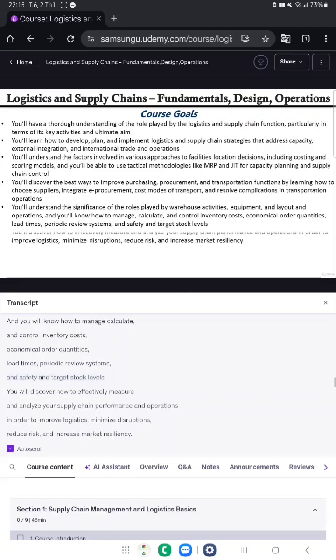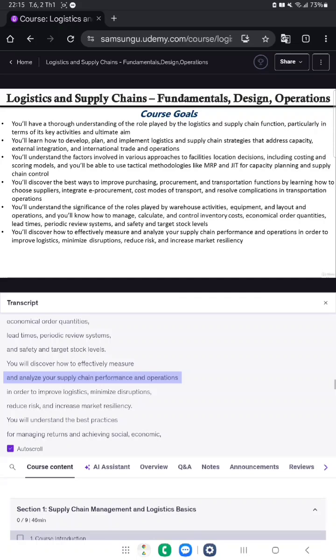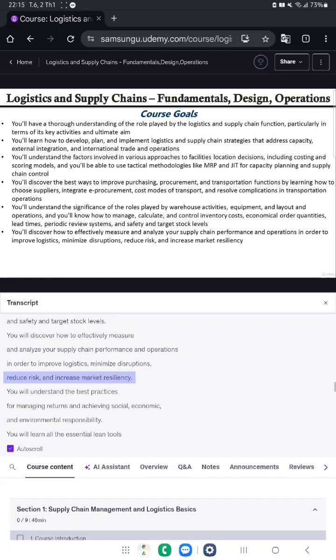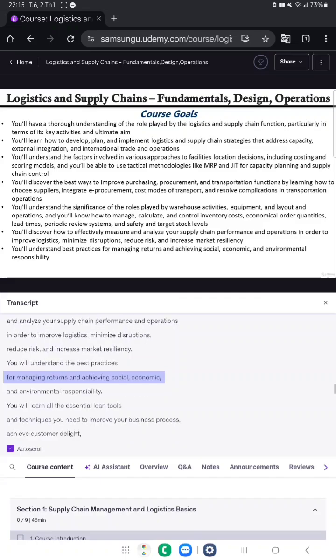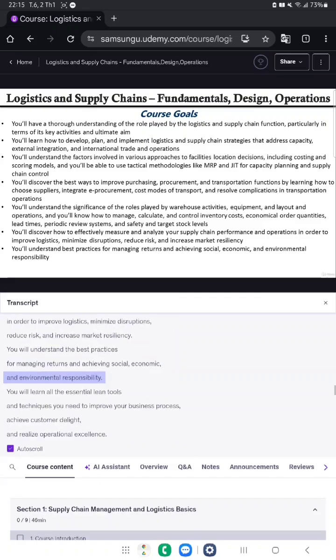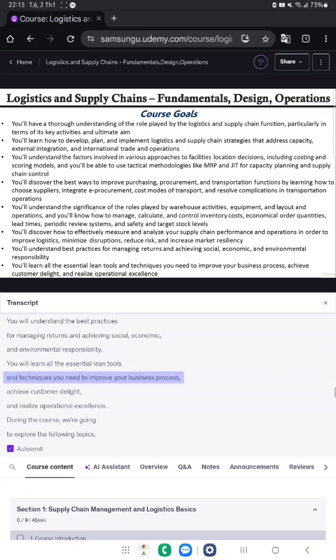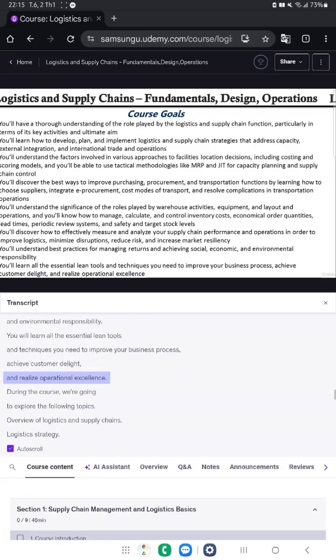You will discover how to effectively measure and analyze your supply chain performance and operations in order to improve logistics, minimize disruptions, reduce risk, and increase market resiliency. You will understand the best practices for managing returns and achieving social, economic, and environmental responsibility. You will learn all the essential lean tools and techniques you need to improve your business processes, achieve customer delight, and realize operational excellence.